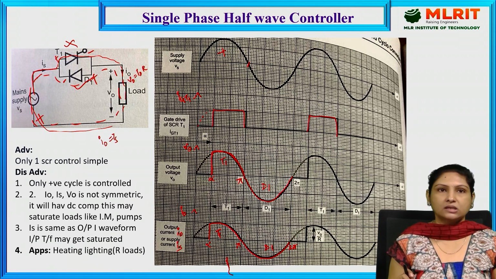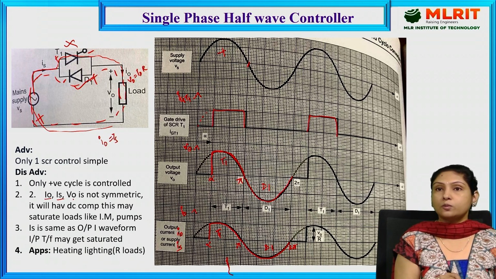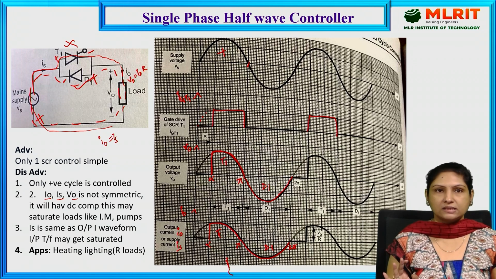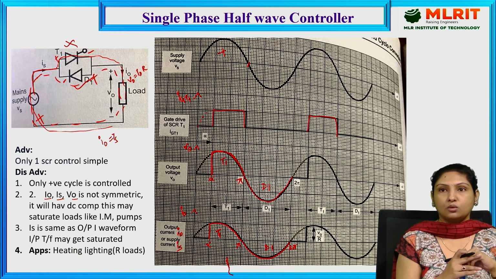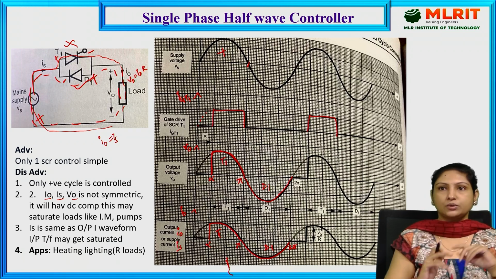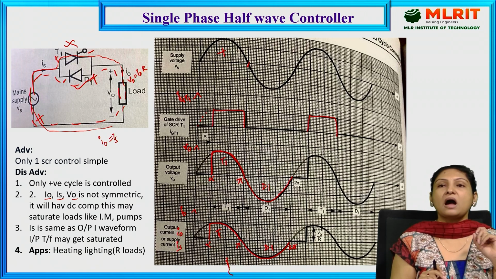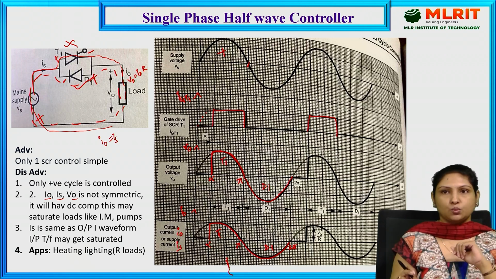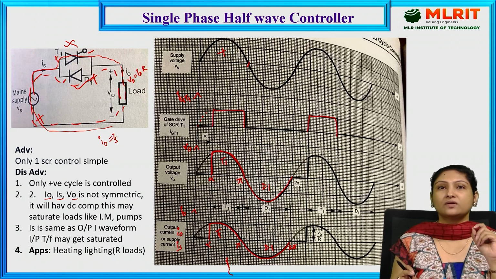And coming to the other thing, the output current, supply current and output voltage waveforms are not symmetric. That is the reason it will have a DC component, and this may saturate the transformer core because the input will be connected to the transformer. It may also damage the loads which we are connecting, that is, we may make use of induction motor loads, pumps. These will be saturated because of the presence of the DC component.